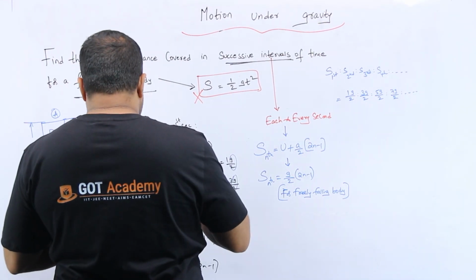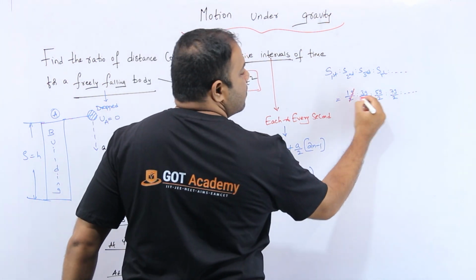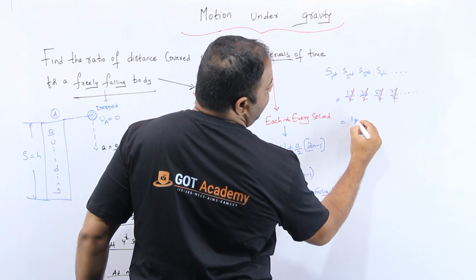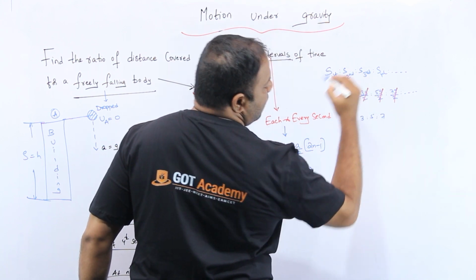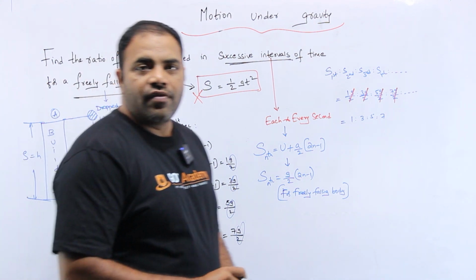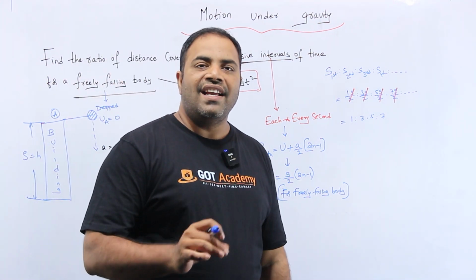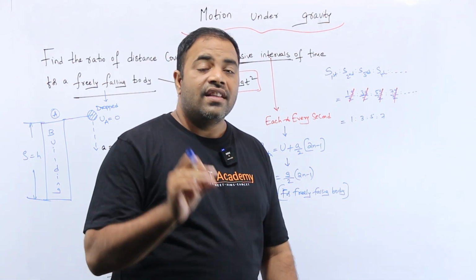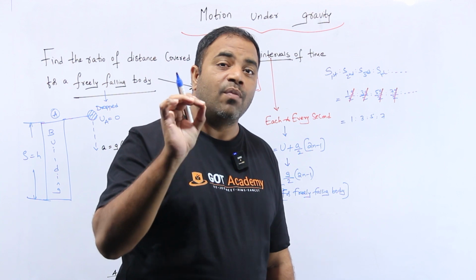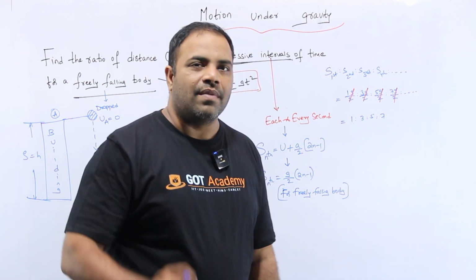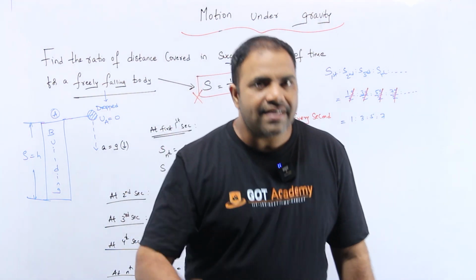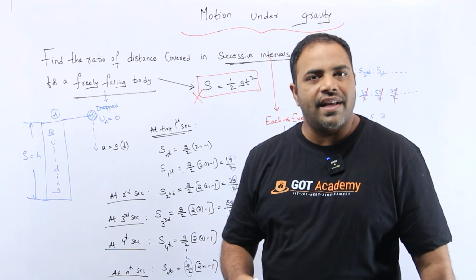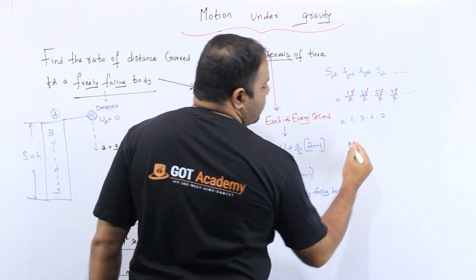Like this I will get my idea. So now g by 2 is common everywhere. So g by 2 has been cancelled. So the remaining part is 1:3:5:7. So this is the ratio of the distance traveled by the body in each and every second, especially for a freely falling body. The ratio of the distance covered by the freely falling body in successive intervals of time. Successive in the sense each and every second. First second, second second, third second, fourth second and so on. Okay, my dear children? So now let me write this once again.